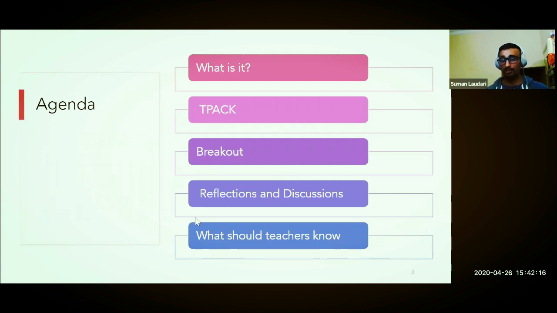So the agenda for the session today: I'll be talking about what digital competencies are. I'll try to localize it to our context and give examples so that we have a shared understanding of what it is. And I'll talk about TPACK, a framework, and we'll do a breakout session where we'll ask you to talk on a certain thing for a couple of minutes, and then we'll do some reflections and discussions. And lastly, I'll wrap up the session by discussing what teachers should know.